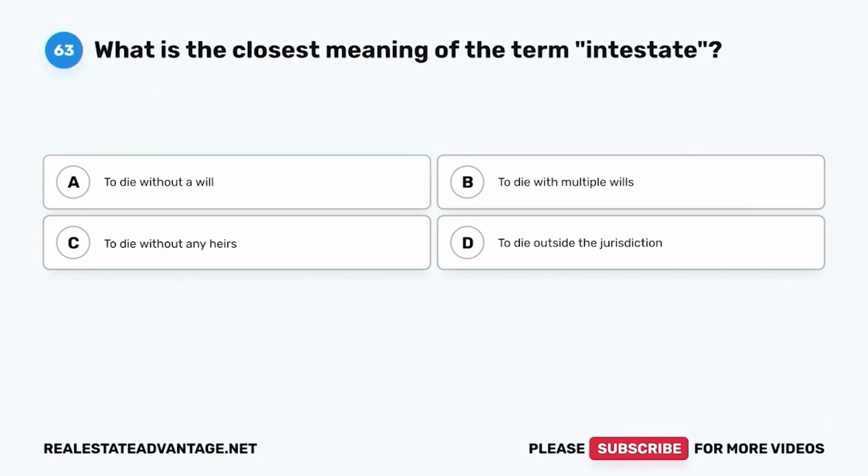Question 63. What is the closest meaning of the term intestate? A. To die without a will. B. To die with multiple wills.